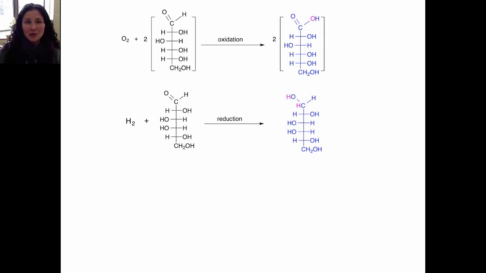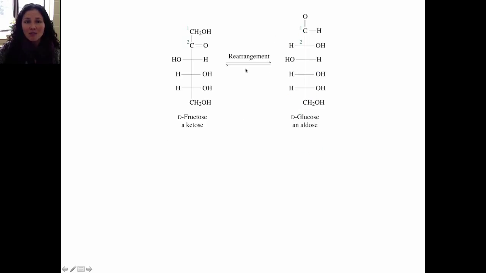But please know that ketoses can undergo these reactions as well, because in the presence of oxidizing or reducing agents, the ketose, like fructose, can rearrange into its structural isomer, an aldose. This rearrangement happens very quickly in solution in the presence of oxidizing and reducing agents. So fructose and glucose, all aldoses and ketoses, can undergo the types of reactions that I just showed on the previous slide.